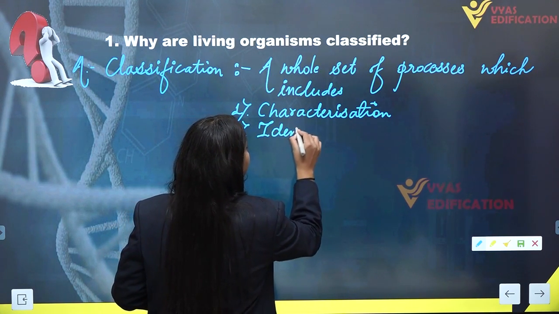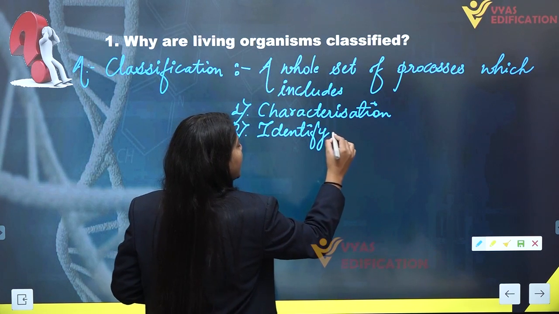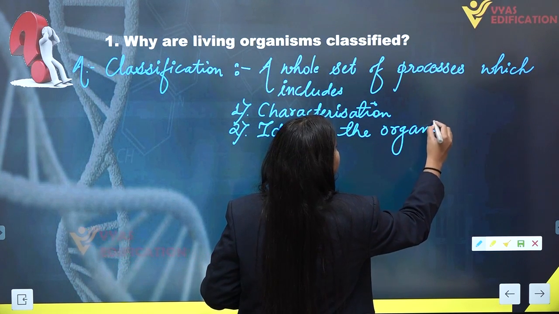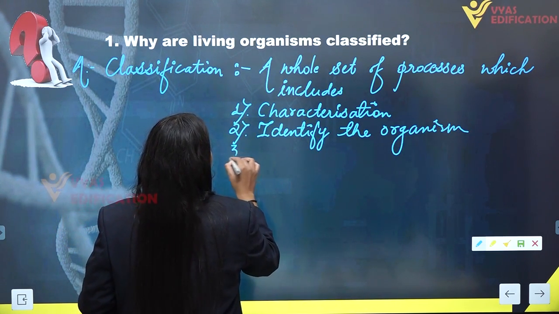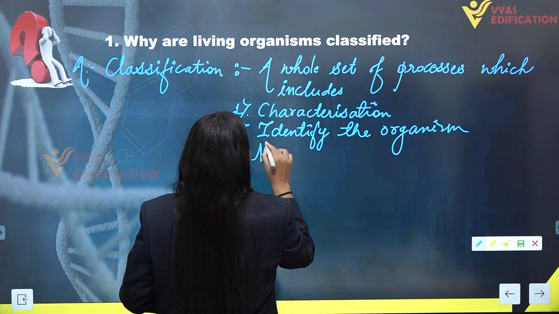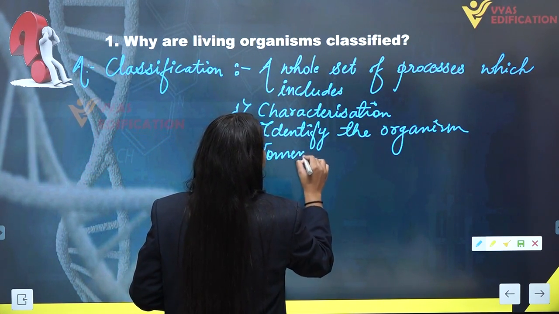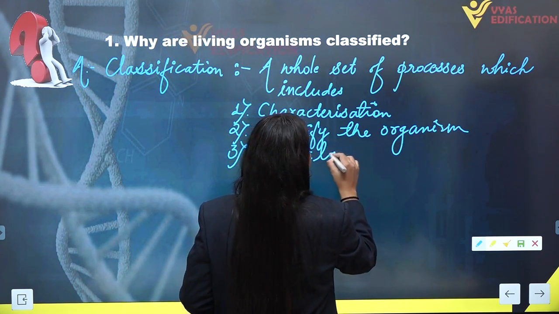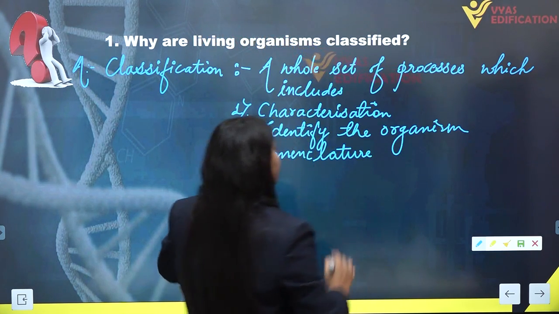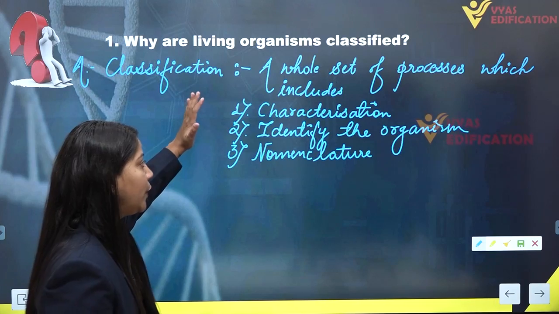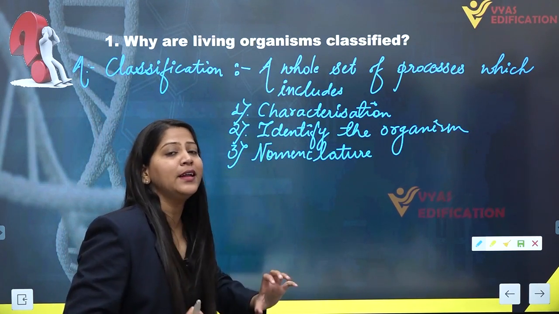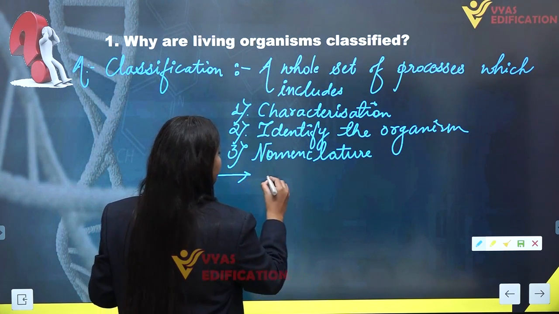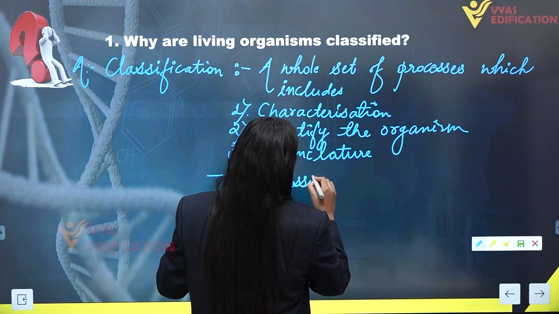We identify the organism based upon the characters present in it. Then after that, we provide the name to the particular organism, and that process is known as nomenclature. So the last process in this will be nomenclature. After following all these three processes, we finally are in the position to classify any particular organism. So finally then we classify any organism.